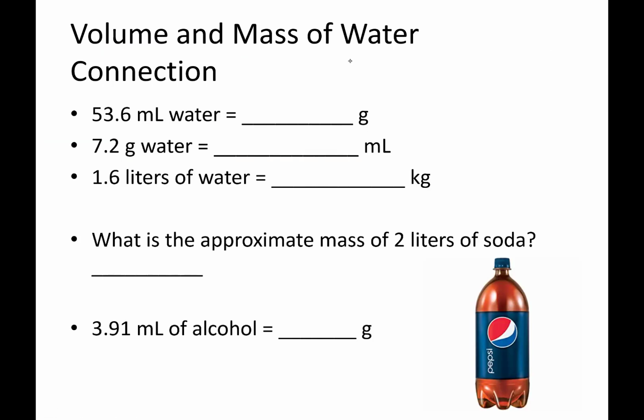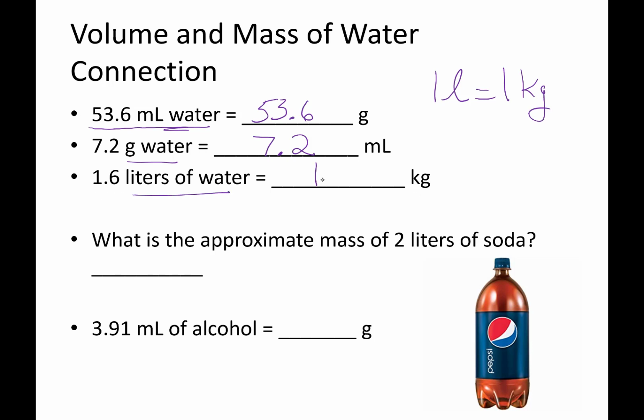On this volume and mass connection, let's say I have 53.6 milliliters of water. What is the mass of that water? Well, if it's water, then it's going to be 53.6 grams. If I have 7.2 grams of water, what's the volume? It's going to be 7.2 milliliters. 1 liter of water has a mass of 1 kilogram. So if I've got 1.6 liters of water, what's going to be its mass? 1.6 kilograms.